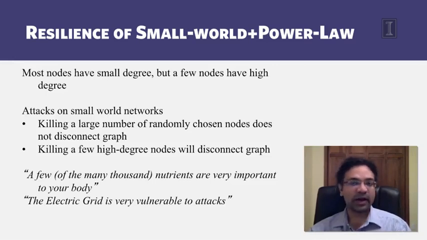Similarly, with networks like the internet as well as the electric power grid, if you target a few high degree vertices, that's much more likely to disconnect the graph and cause a partition and cause outages in the network. But if you target randomly chosen vertices, that's not likely to have any effect on the network itself.